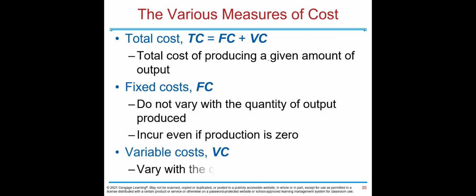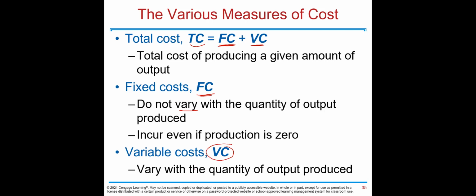Now let's look at different types of measures of costs. As you remember, we talked about total cost, and total cost is the sum of fixed costs and variable costs. Now we are going to learn what a fixed cost is and what a variable cost is. Fixed costs do not vary with the quantity of output produced. Remember, renting the truck costs $200 for Xavier, and that's a fixed cost because whether he produces or not, he has to pay that.